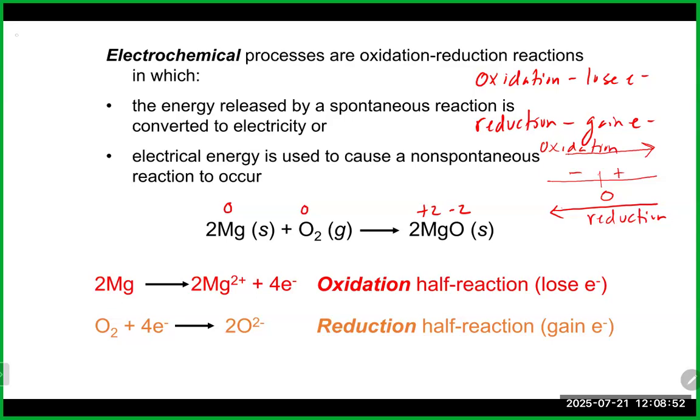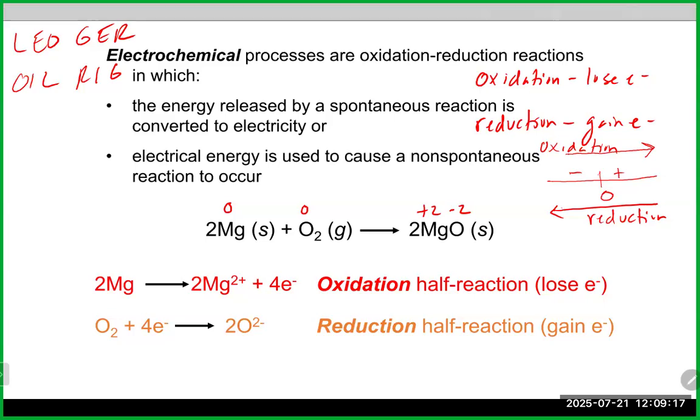Some people like to remember it: Leo the lion goes grr, right? Loss of electrons, oxidation, gaining of electrons, reduction. People nowadays are fond of the oil rig. Oxidizing is losing, reducing is gaining. So, you can put Leo the lion on the oil rig. He goes grr. You don't have to choose. But that's a really easy way to figure out what is going on.